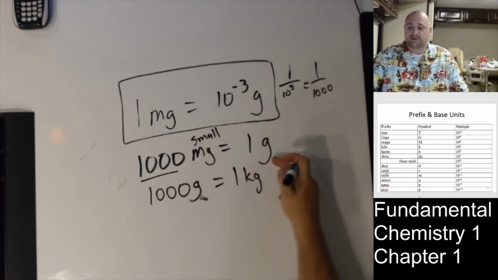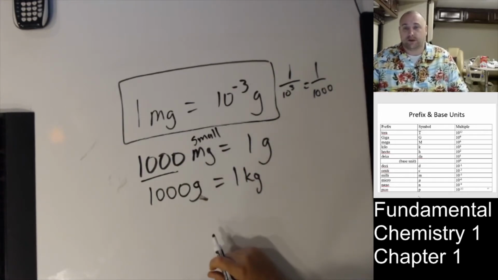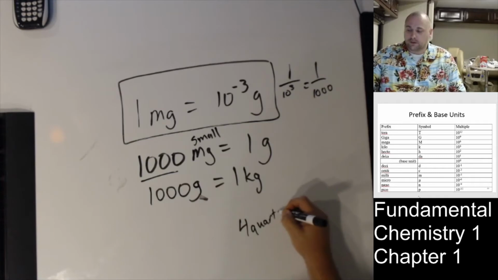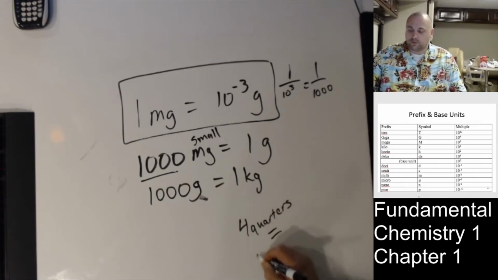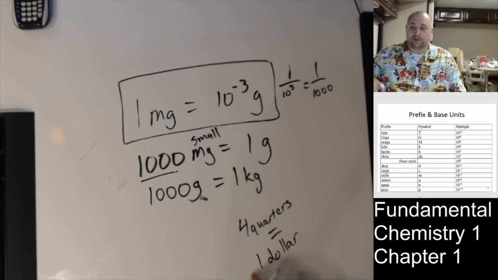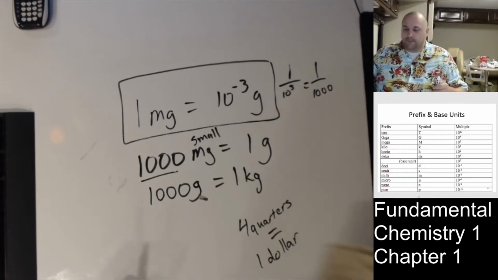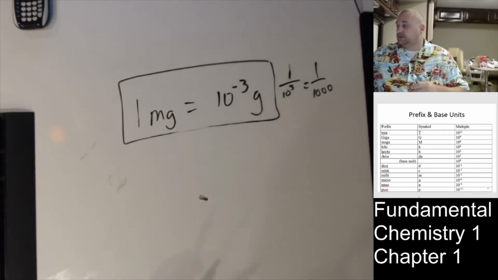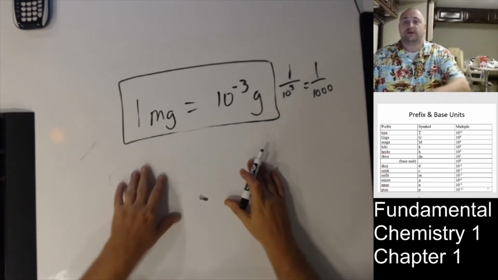So milligrams is smaller than grams, so the big number goes there. Just like 4 quarters equals $1. A dollar is bigger, so it has the smaller number. All right. So that's how you handle that system. But this direct substitution, this is the way to do it.